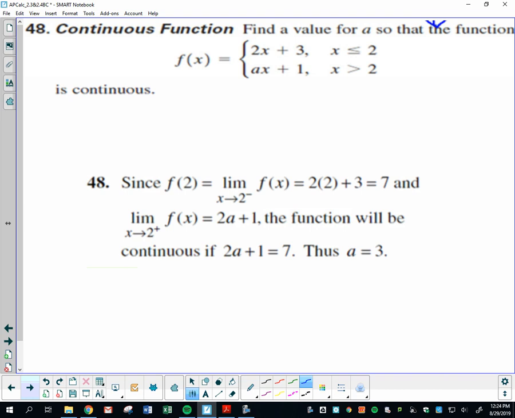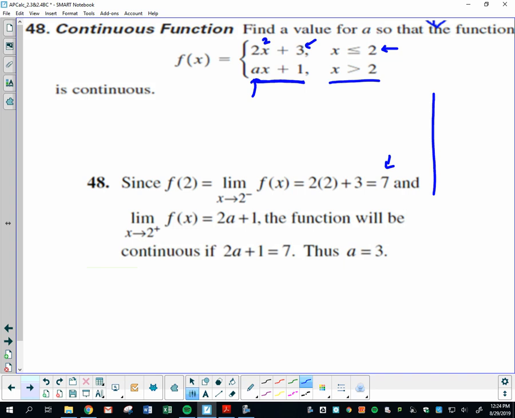Here's a great question that comes from our book. It's an extremely popular AP question. It talks about continuous functions, and then it gives you a piecewise function, for example, and says that this line exists when x is less than 2. And this line, which has an unknown slope, exists when x is greater than 2. So you have to find the value of this a. It's pretty simple. You substitute 2 into the original function, and you get 4 plus 3, which is 7. So you know that this second function must also have a value of 7.